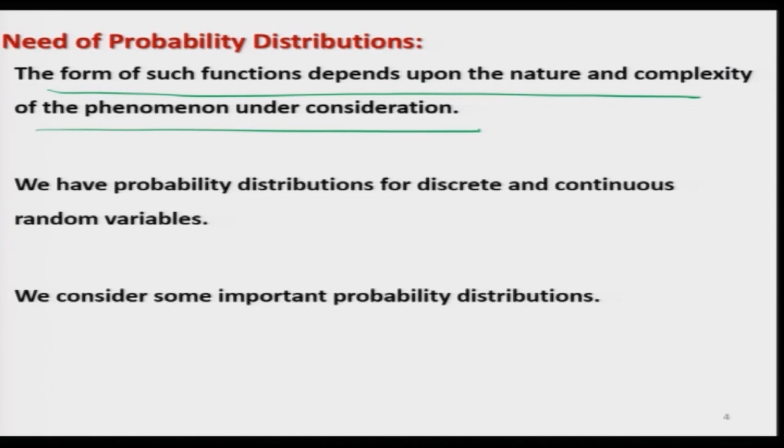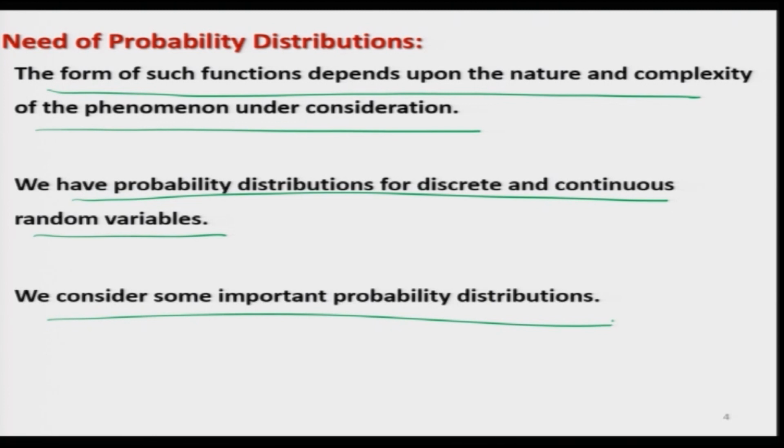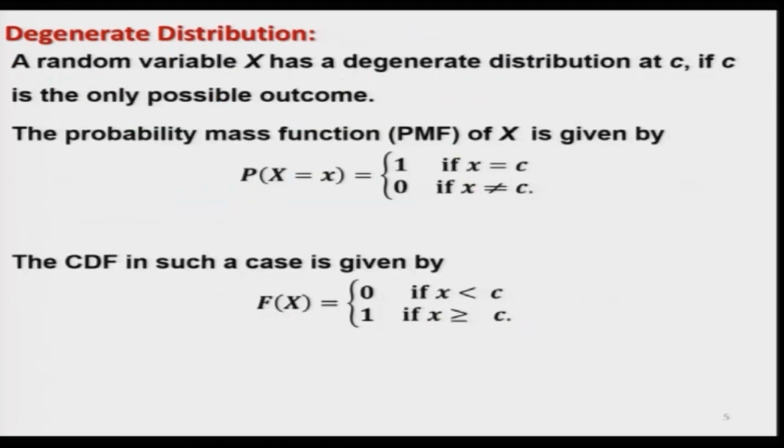For example, the first probability function which I am going to consider here is one of the most simple probability functions, and as soon as you complicate the phenomena, the form of the mathematical function will also become more complex. Right. So, we have the probability distribution for the discrete as well as continuous random variable. So, now we are going to consider some important probability distributions which are useful for us. Right. So, first we try to take here the degenerate distribution.